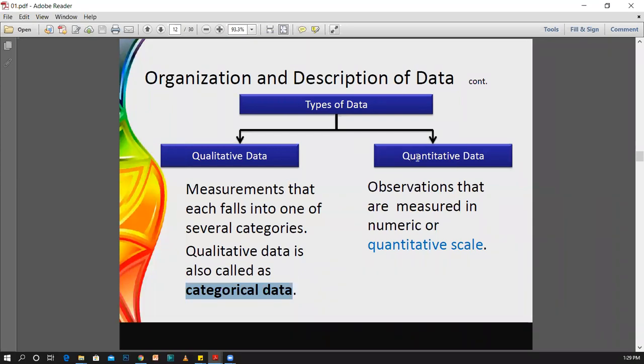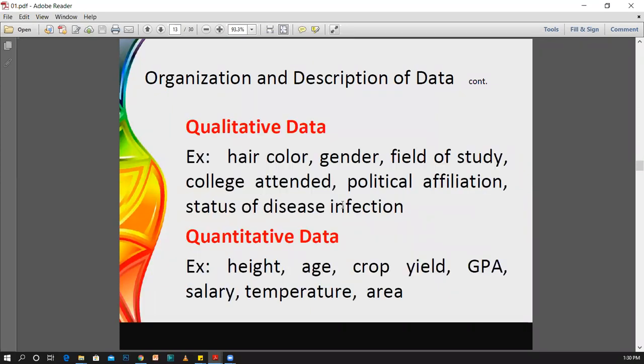The quantitative data are observations that are measured in a numeric or quantitative manner. In the name itself, it has the meaning of being based on quantity. Therefore, if you are taking the observations based on quantity, or if you are having them in a numeric manner, then you may say such data is quantitative data. Okay. These are the examples for qualitative data and quantitative data.